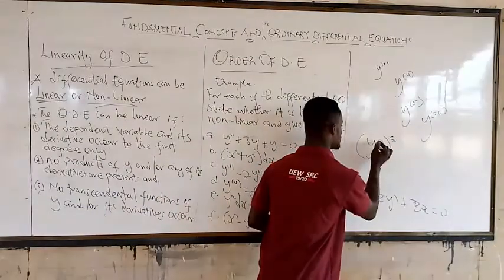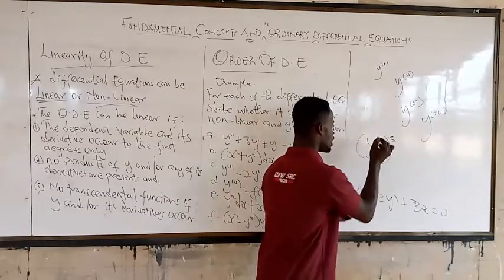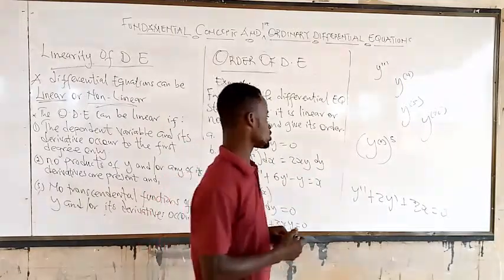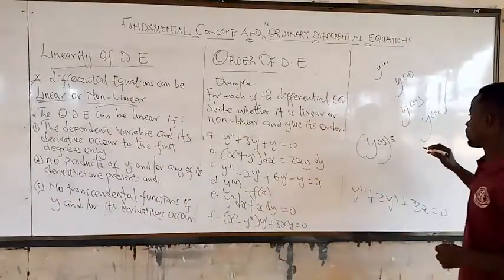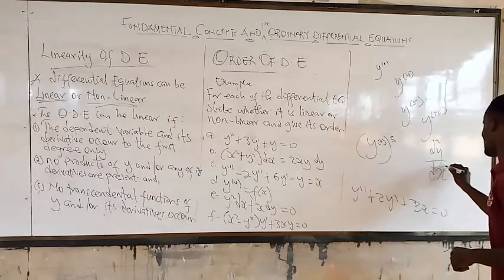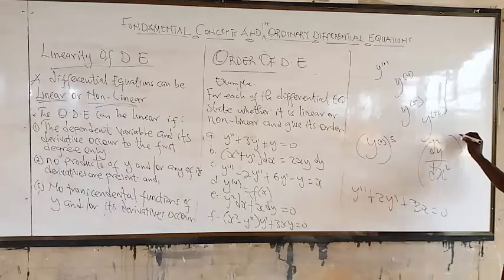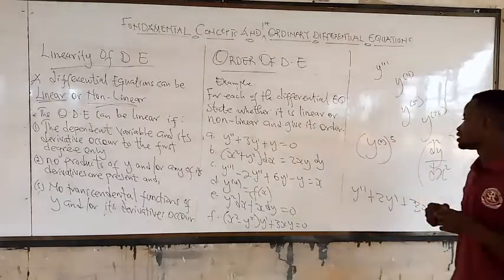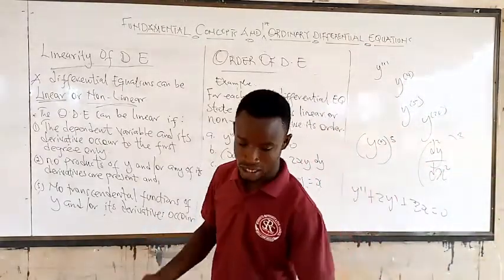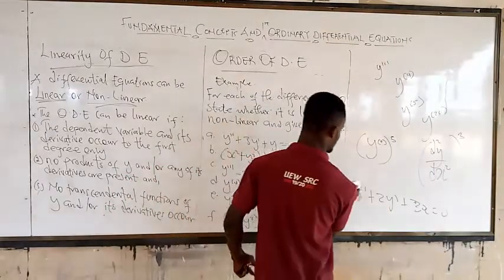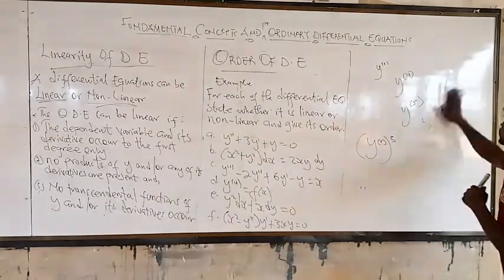Alright, what if I do something like this with 4? This is order 4 of degree 5. Very good. So that is how we represent the degree. Or d squared y over dx squared all to the power 3. This is a second order of degree 3. So degree is not the same as the order. Alright, coming back to these questions.